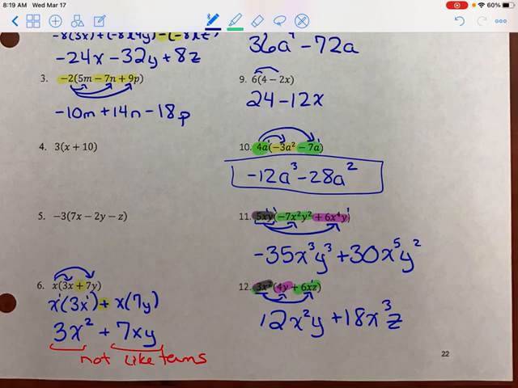All right, so that's your distributive property. You should be able to print the worksheet and get that completed.